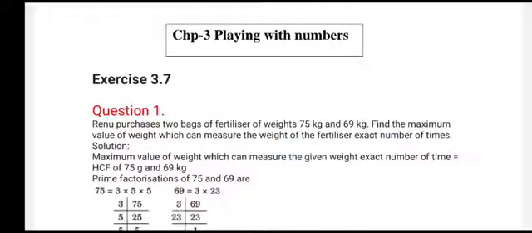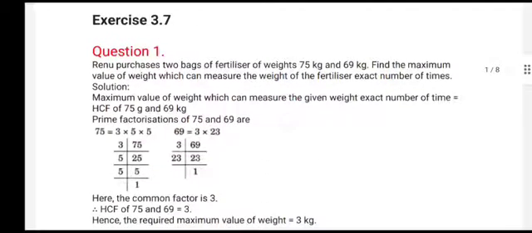Okay students, so now we are going to continue with the last exercise of the same chapter, which is 3.7, based on all the number stories dealing with HCF and LCM. The first one is: Renu purchased two bags of fertilizers weighing 75 kg and 69 kg. We have to find the maximum value. As soon as you get words like maximum, you will know that you have to go for the HCF, the highest common factor, of 75 and 69.